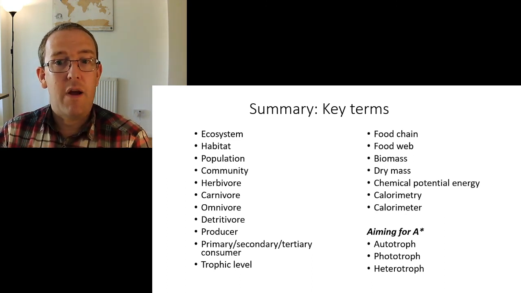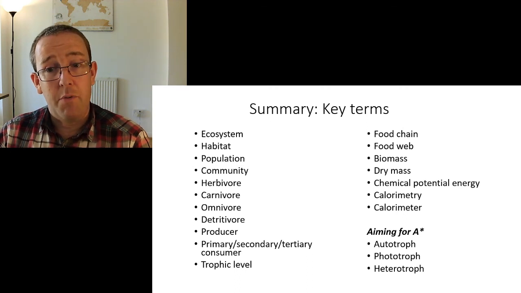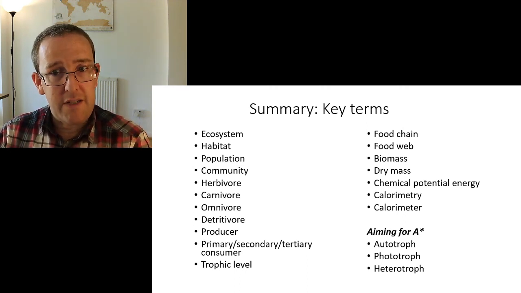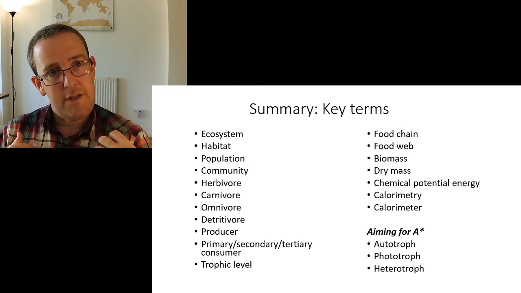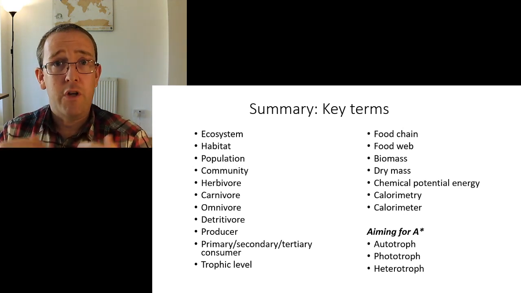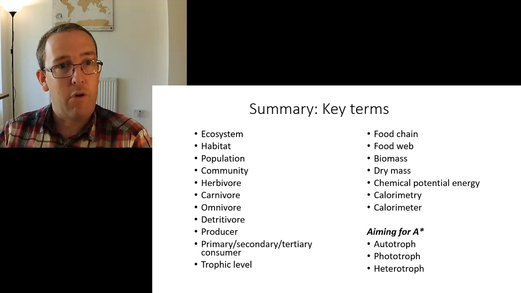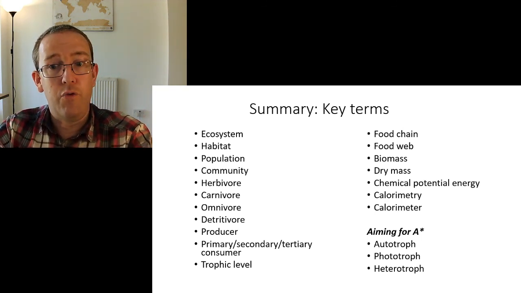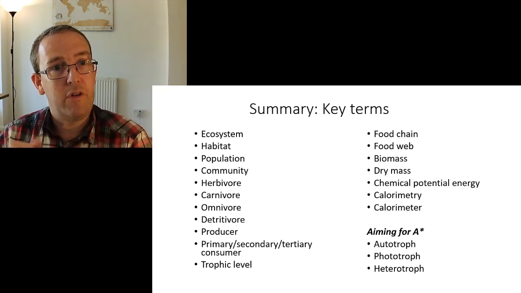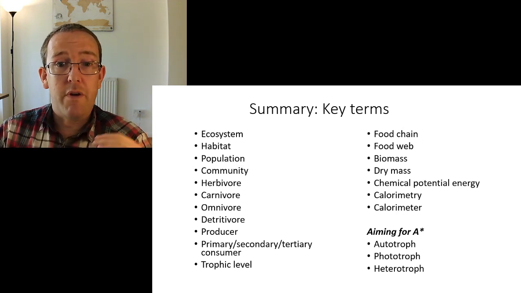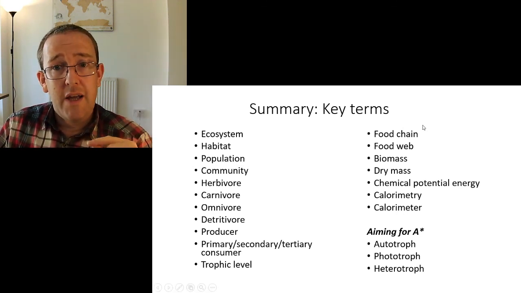Okay, and then if you're aiming for an A star, you might have picked up what trophic means, that sort of level, that idea of trophic, and autotroph, meaning self-producing, phototroph, using sunlight, heterotroph, gets their food from other trophic levels. Okay, so those are the words. Make sure you've made your summary and do have a look at some of the exam questions to get yourself practiced on this, and I'll see you next time.